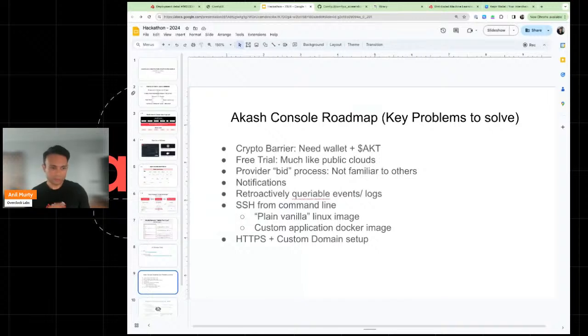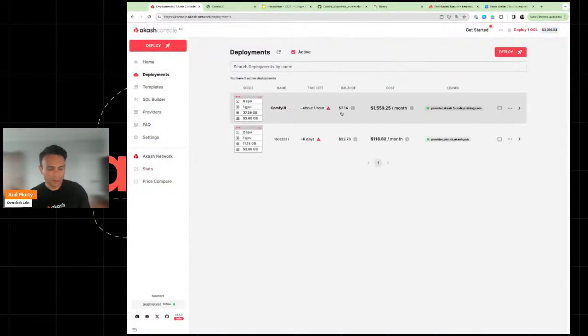Notifications. One of the things that you noticed about that deployment workflow was that when you actually deploy something, it shows you how much time is left on that deployment, meaning how long it'll keep running with the amount of balance that you have in that escrow account.